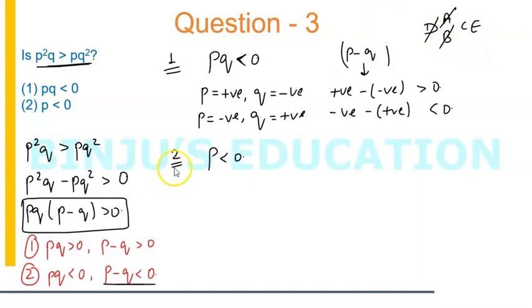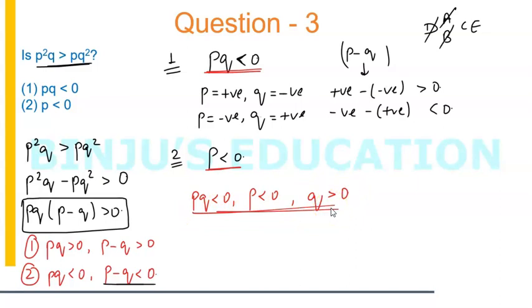Now what if we combine both of them? Now it says that p is less than 0, and from the first one we have pq less than 0. So we have pq less than 0 and p less than 0, which basically means that q has to be greater than 0.